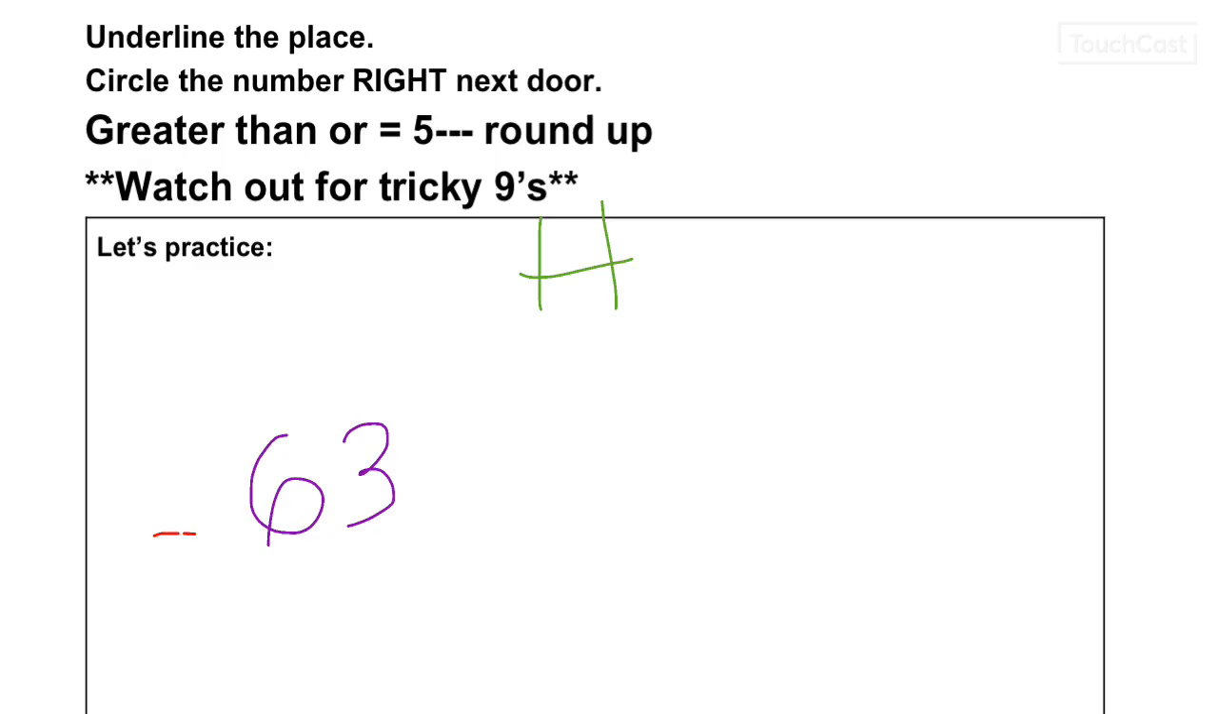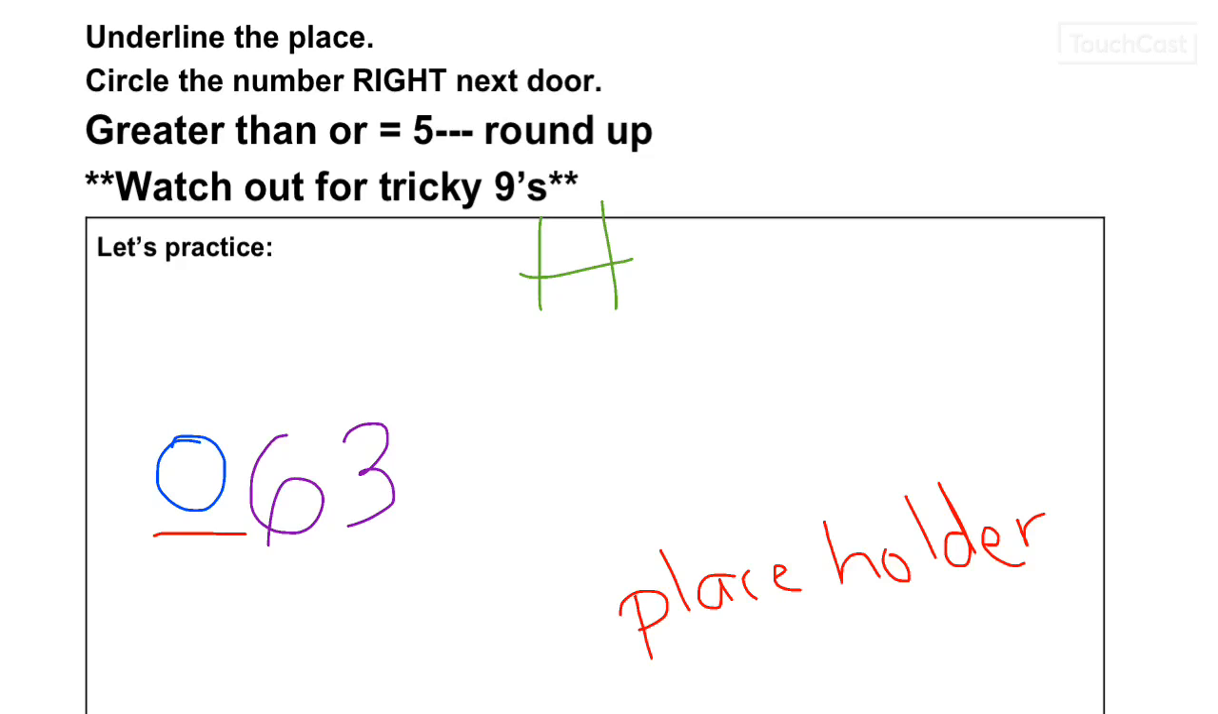So technically there's nothing in the hundreds place. What did we use the other day as a placeholder? Remember we talked about there is a digit we can use. If you said 0, you are correct. So this number has nothing in the hundreds place, but you can put a 0 there as a placeholder. So this number, let's go through the steps first. Underline the place, we did. There's nothing there. Circle right next door. And we're going to try to see which two hundreds it's between.